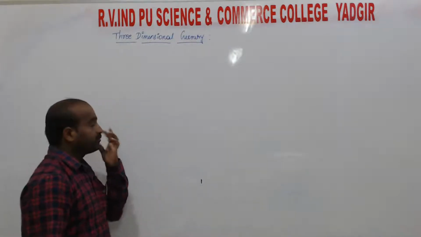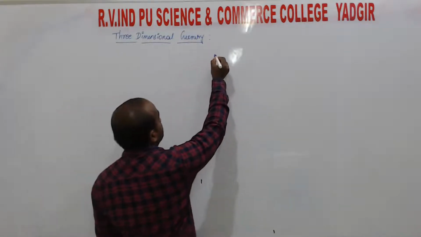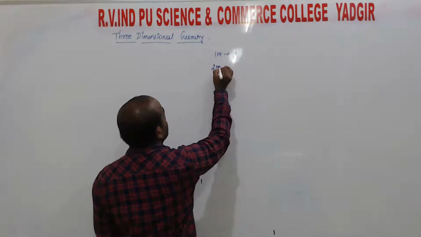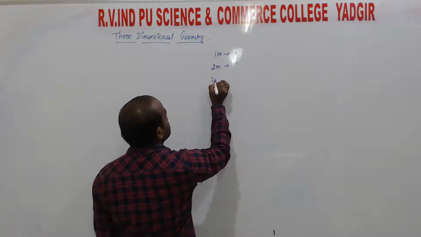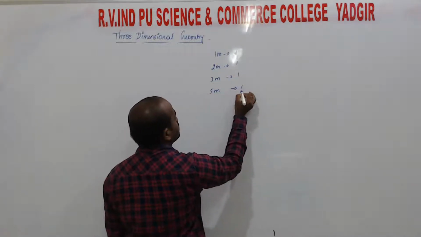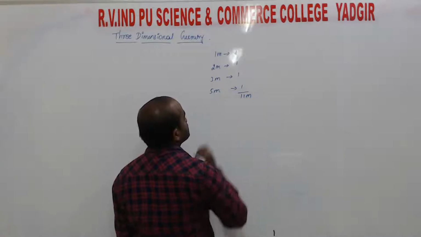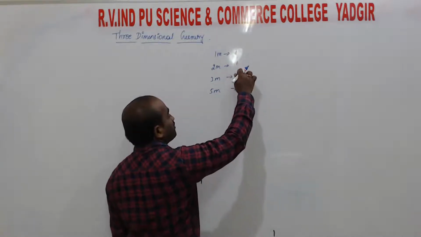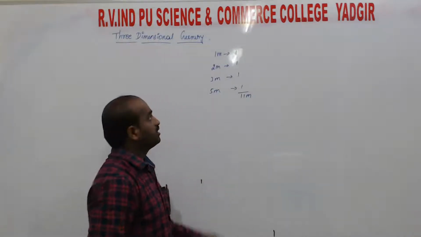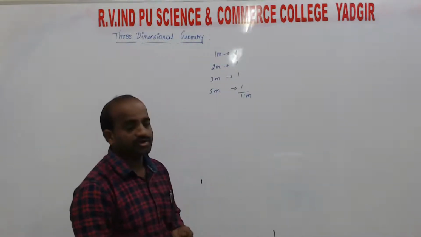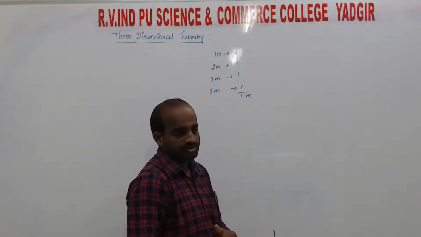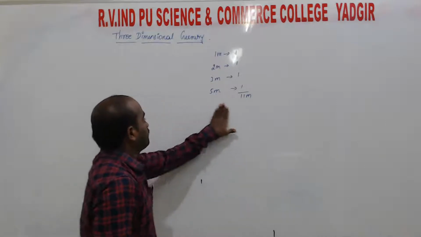The weightage for this chapter is 1 mark 1 question, 2 marks 1 question, 3 marks 1 question, and 5 marks 1 question. Total 11 marks: 1 plus 2 is 3, 3 plus 3 is 6, 6 plus 5 is 11. This chapter is also very important for KCET and JEE. Minimum 3 questions you will get.